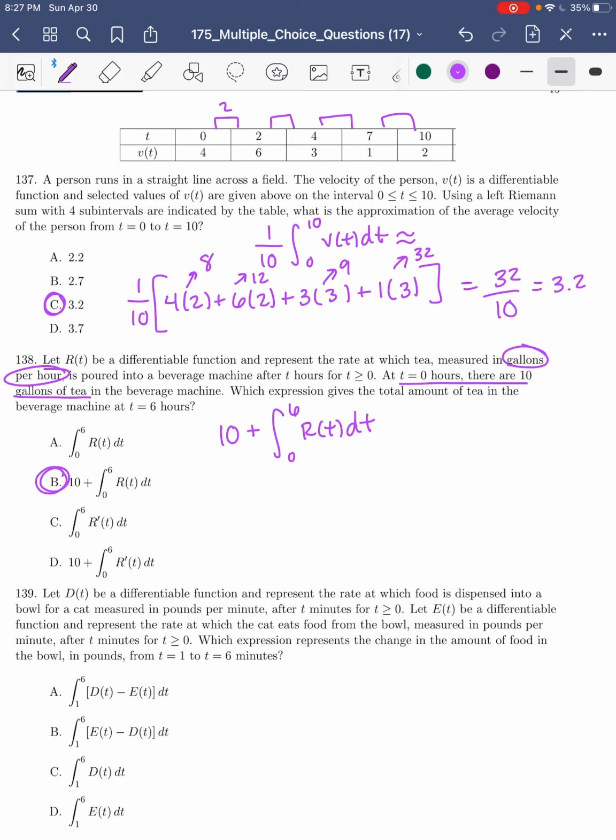So B. If we're going to look at what's wrong with each of these, A doesn't take into account the 10 that was already there. C is a rate, so they took the derivative, which would make it gallons per hour. Taking the antiderivative of that would give us gallons per hour. And that does not tell us the total amount of tea. So not C, not D.